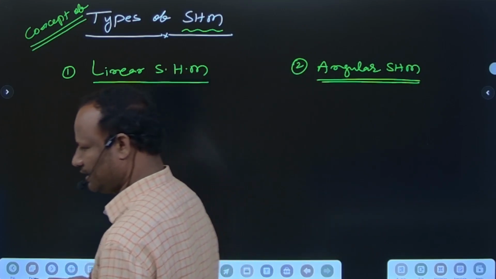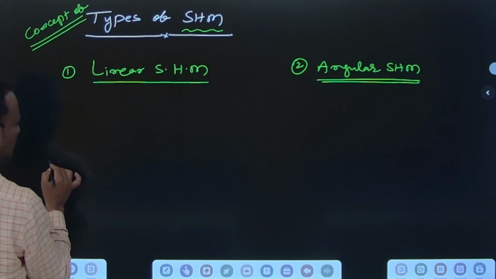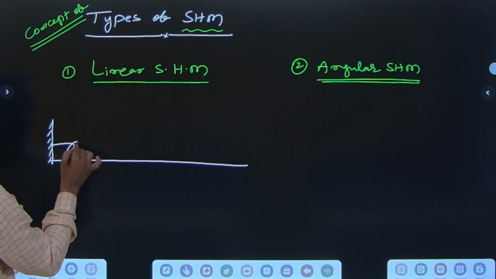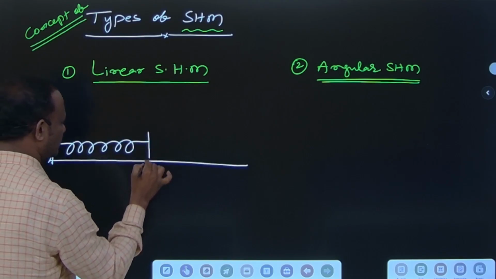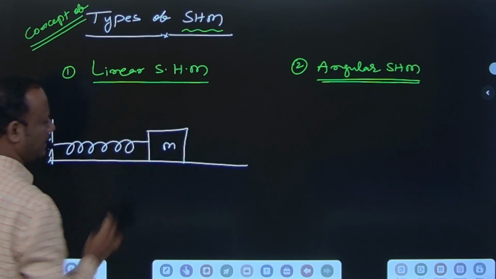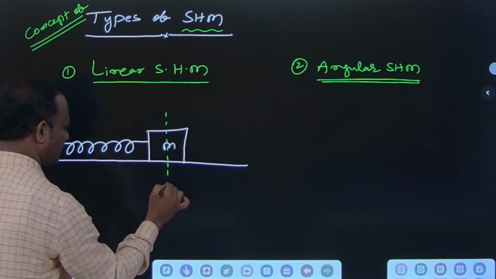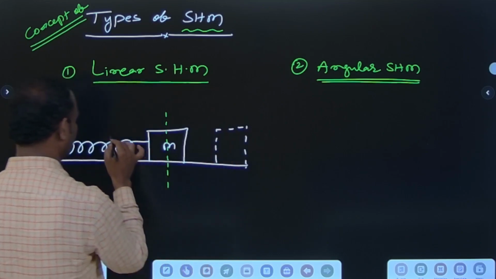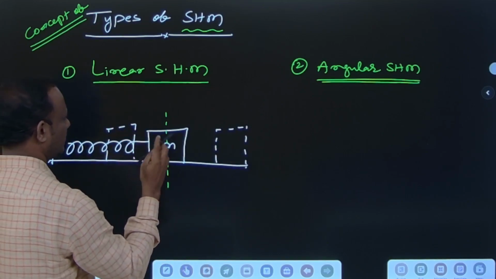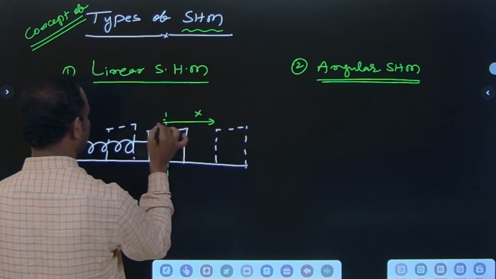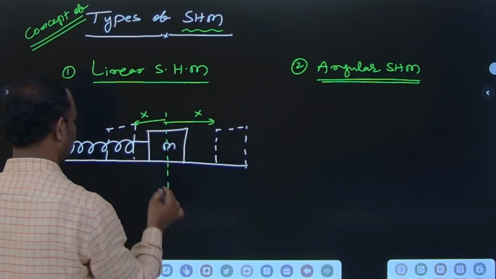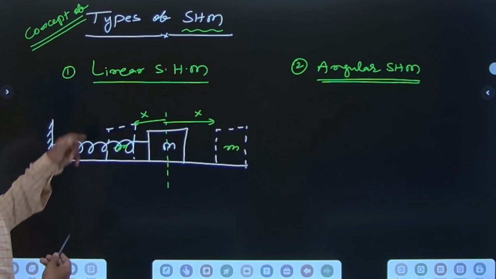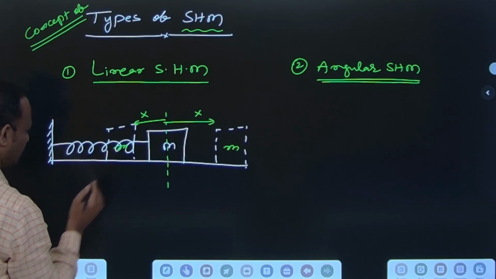For linear SHM, if we choose a straight line path, a spring is attached here and a block of mass M is placed here. This is the mean position. It may be displaced from here to here when I apply a force, and the displacement is x. It is the same particle of mass M. This is called linear oscillation, linear simple harmonic motion.